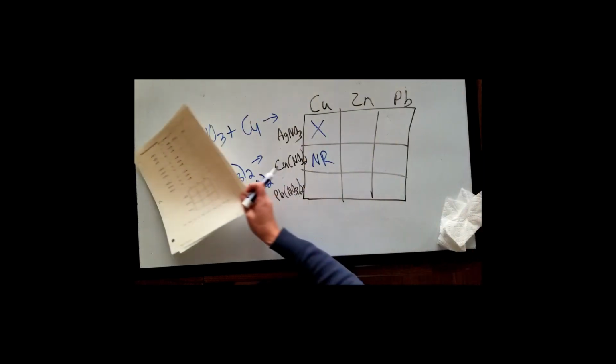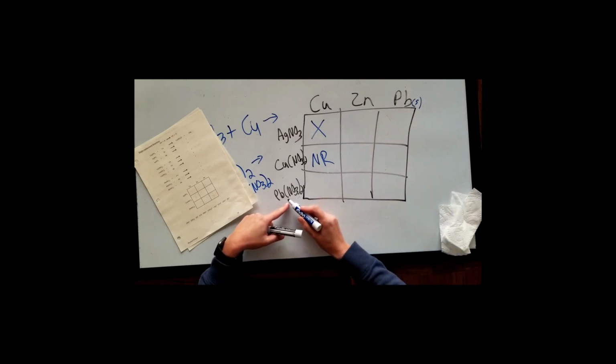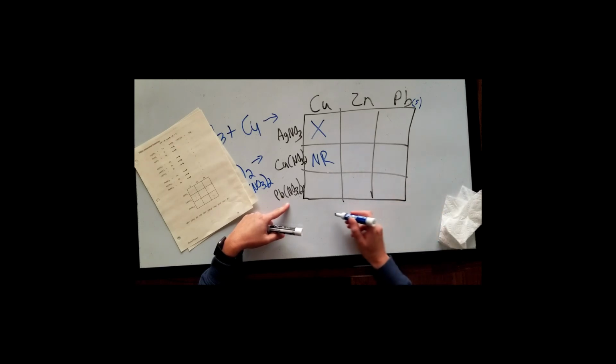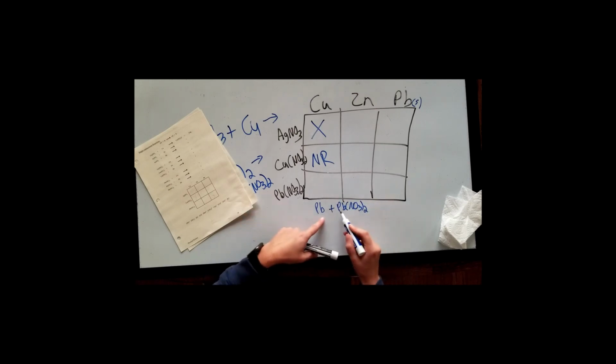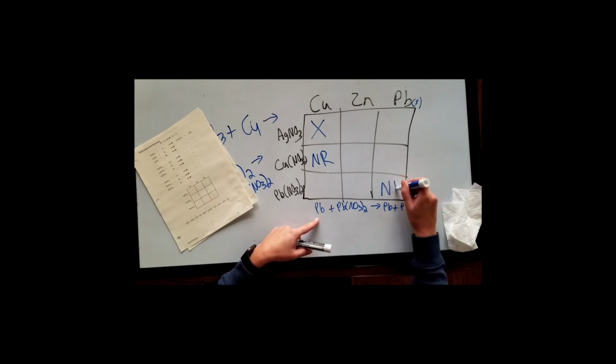So the same could be said over here. So notice I have a lead, so this is a solid lead metal, reacting with lead nitrate. So we're looking at this box here. We're saying we have lead with lead nitrate. Well, lead switching places with lead. That means the reactants and products are exactly the same, so no actual reaction is happening. So this would be an NR as well.